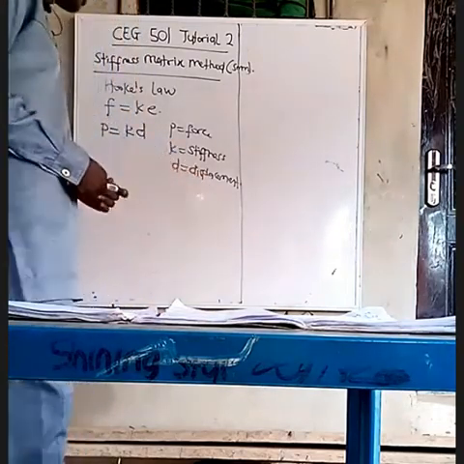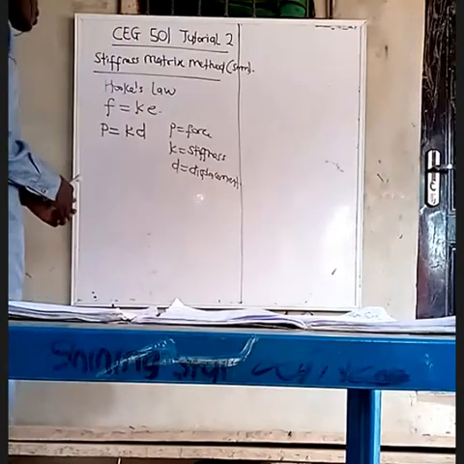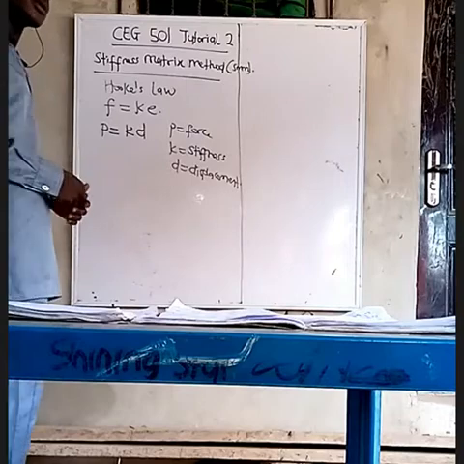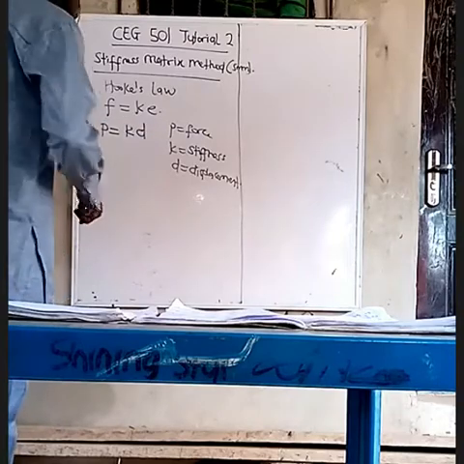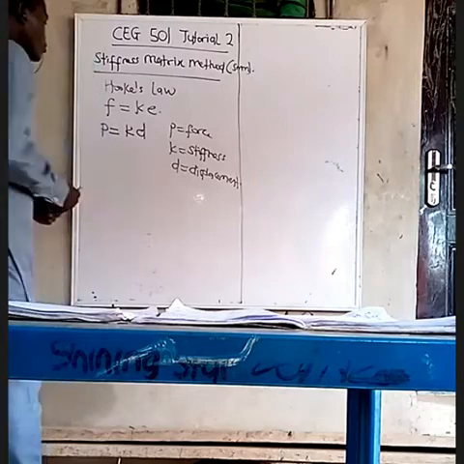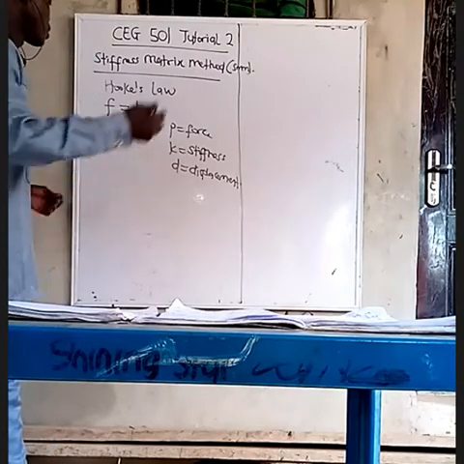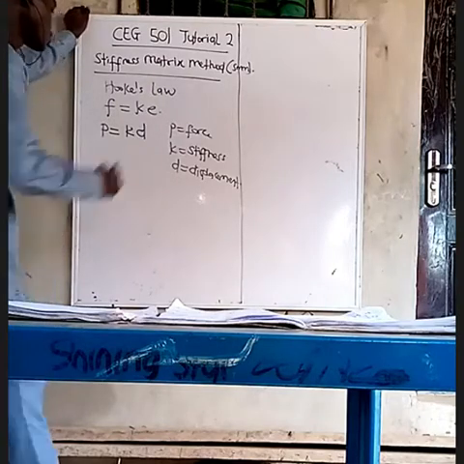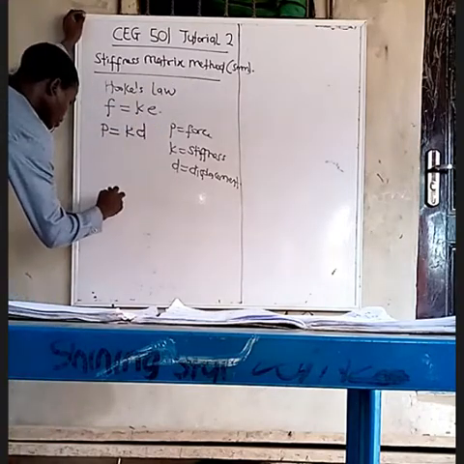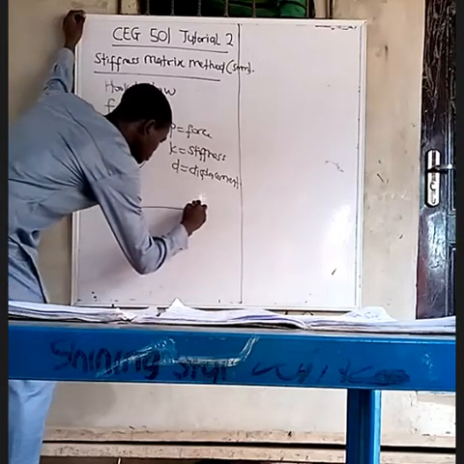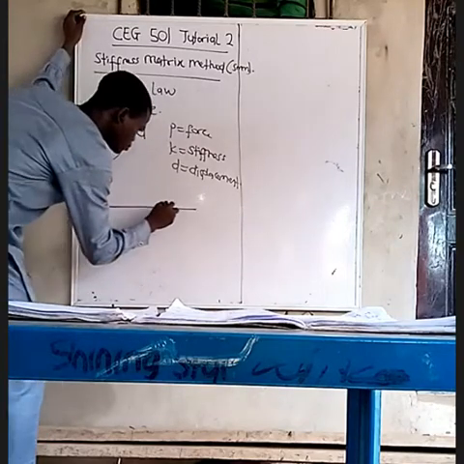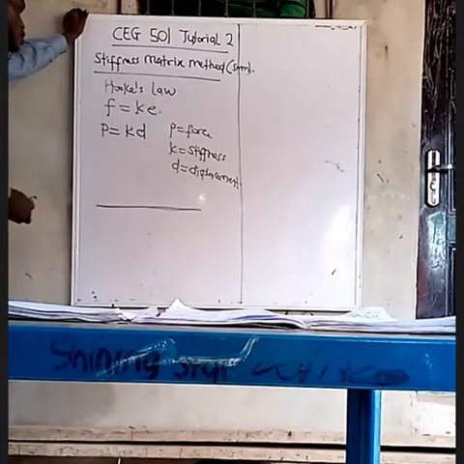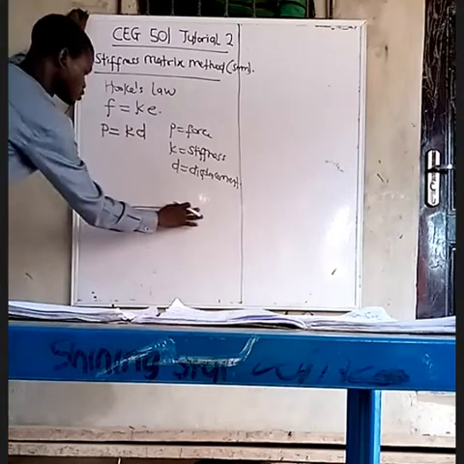So please make sure you pay attention. This topic requires so much attention. So I would like you to pay rapt attention. And if you have any question, please feel free to unmute yourself or put it in the chat box, and Mr. President will read it out to me. So P is equal to KD. So we are applying it first to what? To beams. So if we have a beam member like this, P is equal to KD.